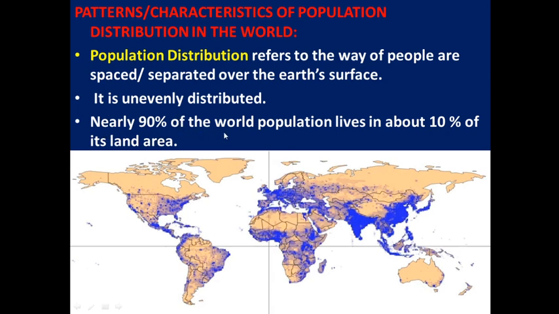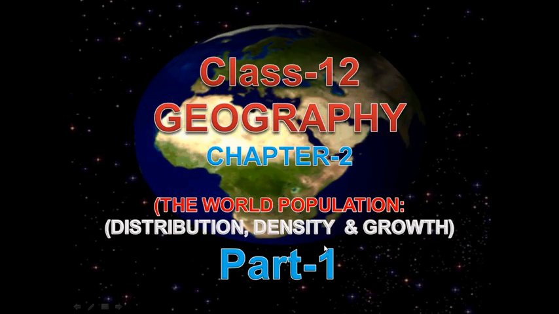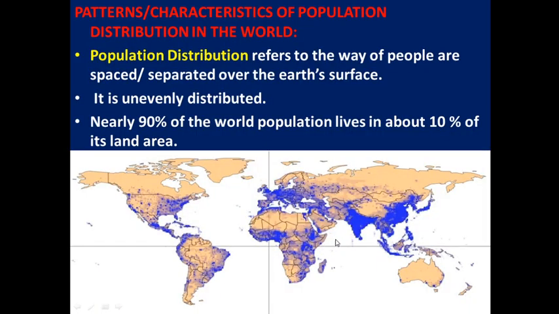Nearly 90% of the world population lives in about 10% of its land. All these are the land masses: North America, South America, Africa, Europe, Asia, and Australia. If we study these land masses, most of them are empty. That means we can't see the blue shading, so people are not staying in such places.